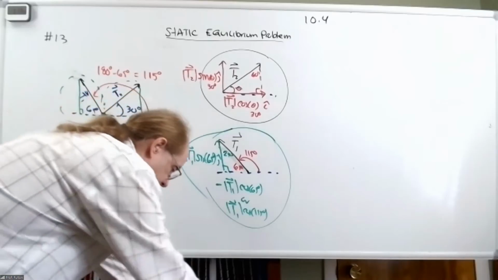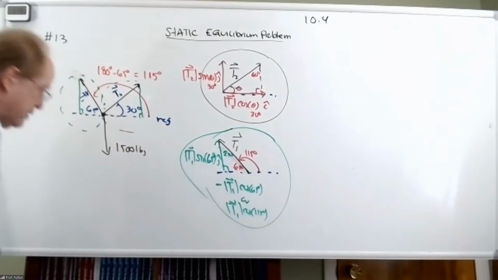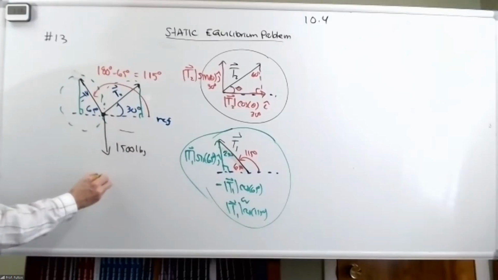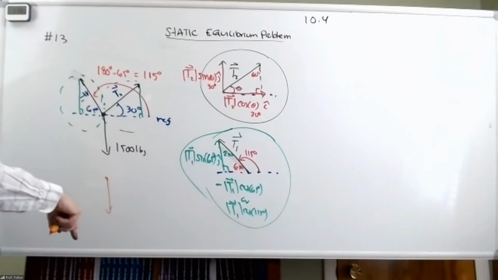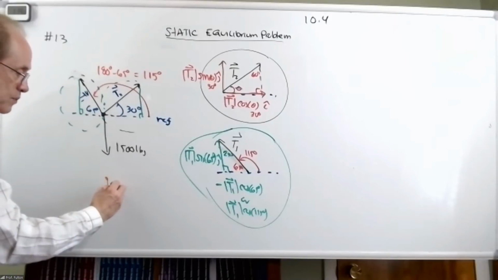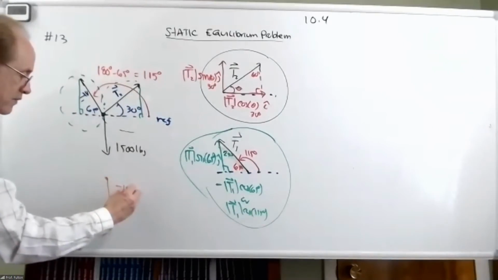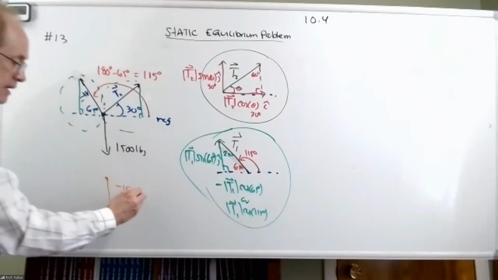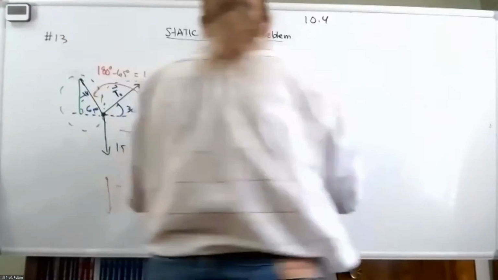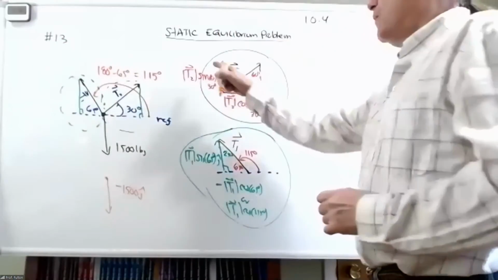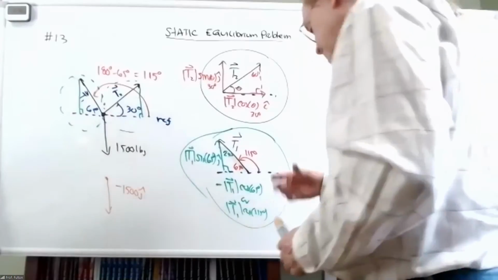Get all these different colors and everything over here. This right here going right down only goes in the J direction, so that is just equal to a negative 1500. That's the magnitude in the J direction. Okay, horizontal forces are in the I, vertical forces are in the J. So let's set everything up.